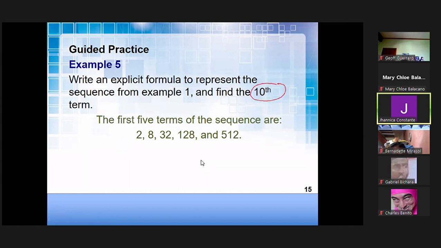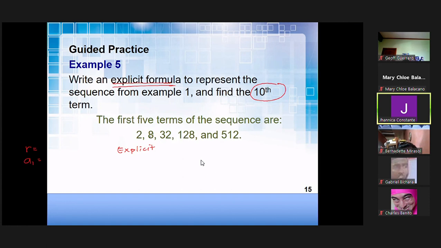So, kailangan magkasulat muna tayo ng explicit formula. So, to write explicit formula of our geometric sequence, we need to have the value of our common ratio and the value of the first term. Okay. Yan ang kailangan natin for us to be able to write the explicit formula of our geometric sequence. Kung kay recursive, kailangan si n. Kay explicit, ang kailangan is the first term and the common ratio.